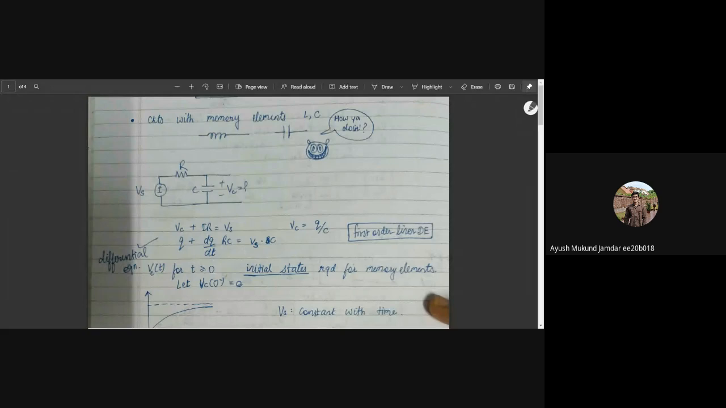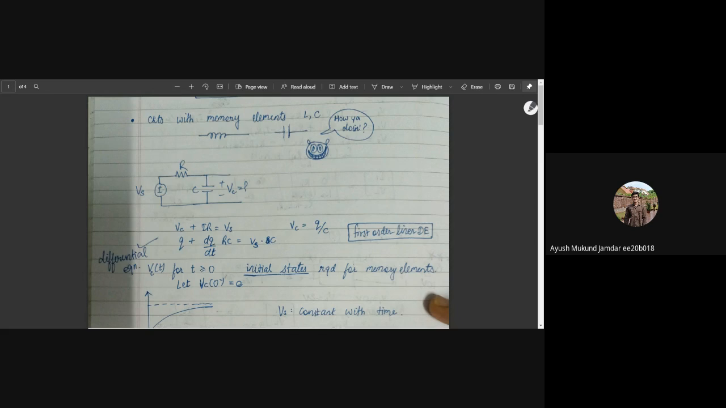So, starting with a simple RC circuit, we have voltage source Vs, R, and C, and the capacitor has a voltage VC. So, what is VC? Basically, this one has a constant voltage source Vs. So, just writing the differential equation, that will be in terms of, let's say, charge. So, Q plus dQ by dt times RC is equal to Vs times C.